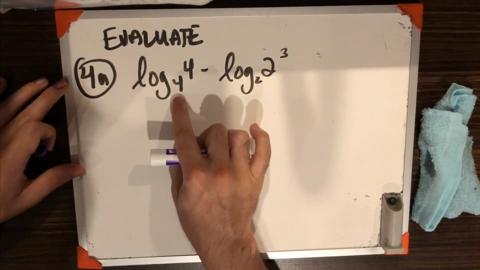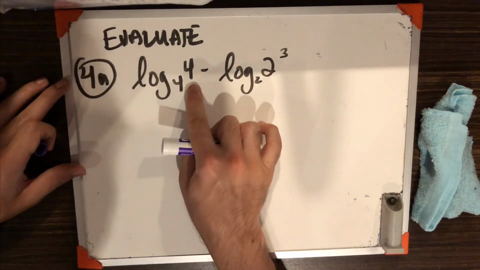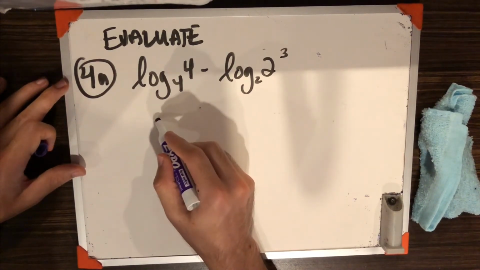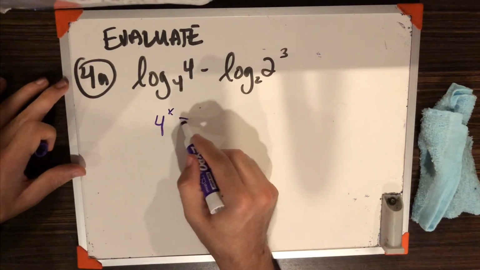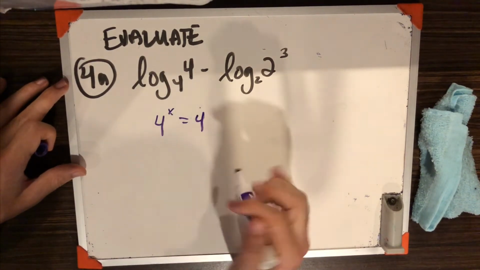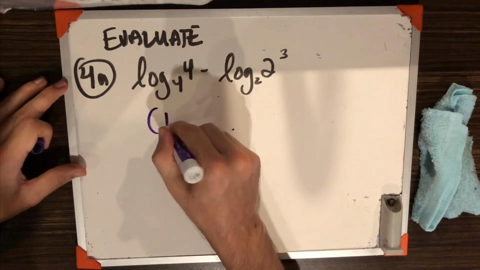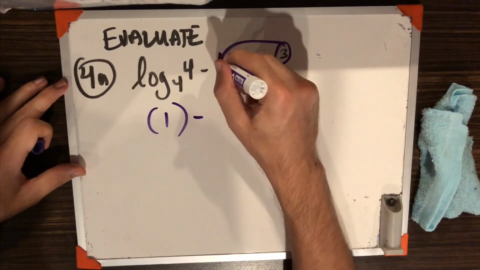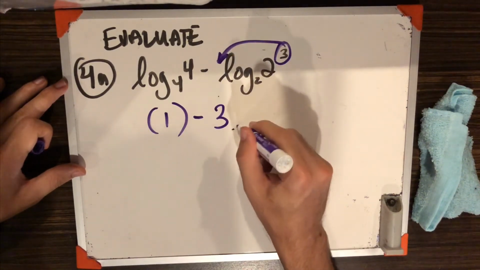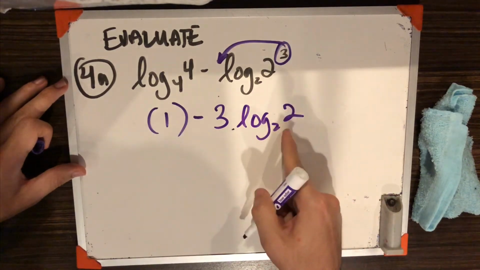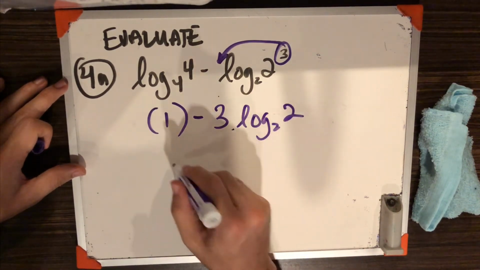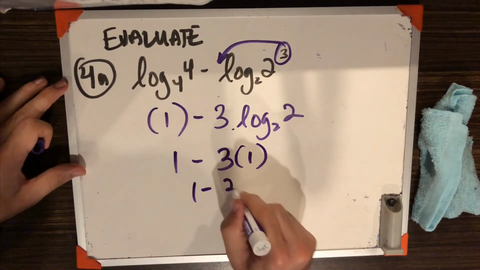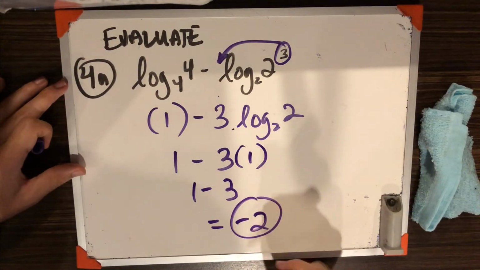4a, again, you gotta remember these rules. One of those rules is log base 4 of 4, or anything of the same value, is going to be 1. So just to prove it to you, if I put this in exponent form, 4 to the x is equal to 4, of course that x has to be 1. So this value is 1. In order to do this, bring this up front using power law. So 3 times log base 2 of 2. Again, same situation, log base 2 of 2 is going to be 1. So I have 1 minus 3 times 1. Well, that's just 1 minus 3, which is going to end up being negative 2.